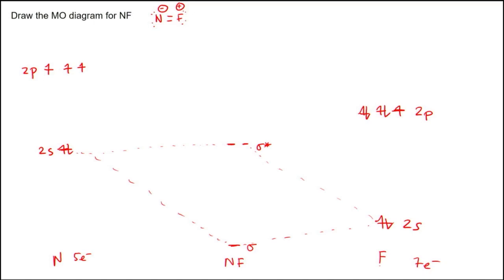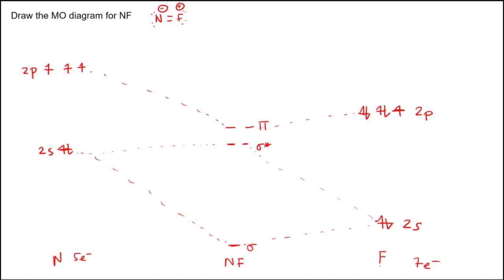Now, the easiest way to approach this is that we would expect the orbitals to follow the nitrogen pattern. So the next orbital after that sigma star we would expect to be the pi's in this case. So that's going to be coming from here, and that's going to be coming from here.